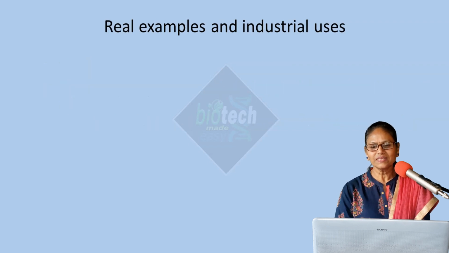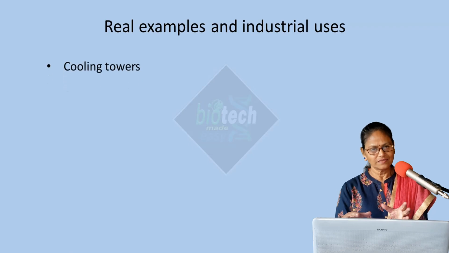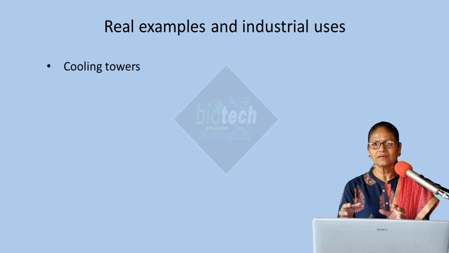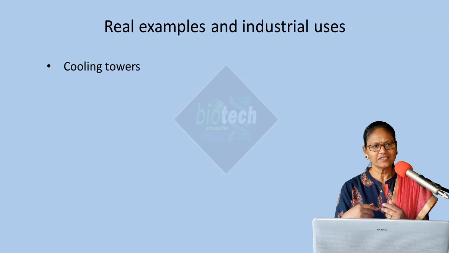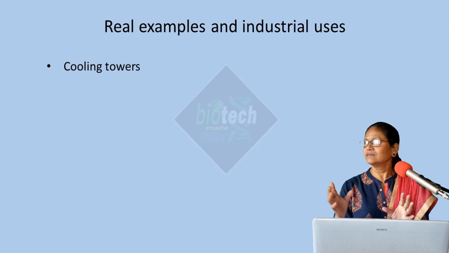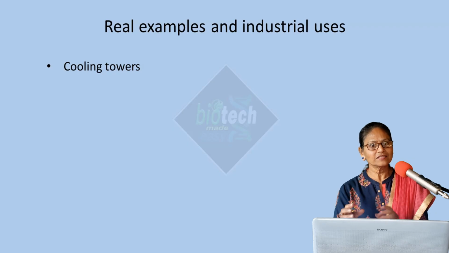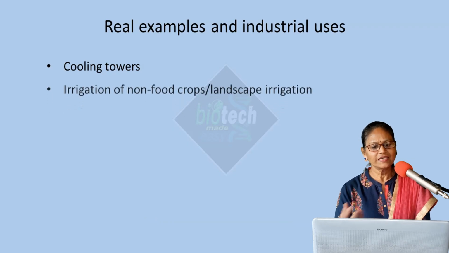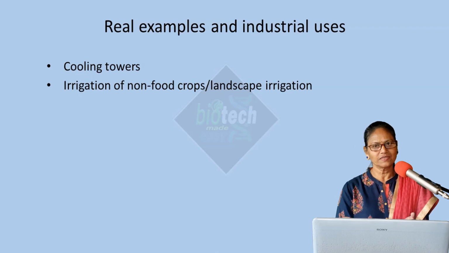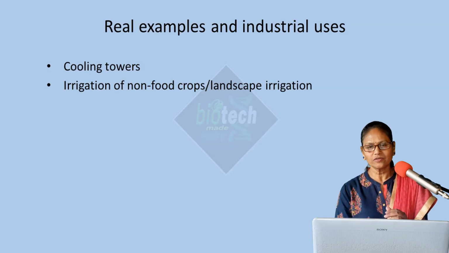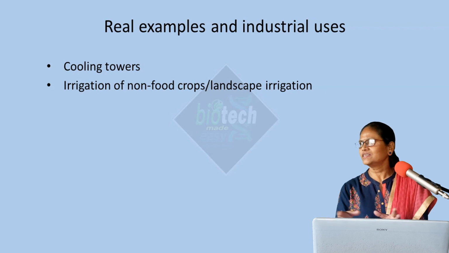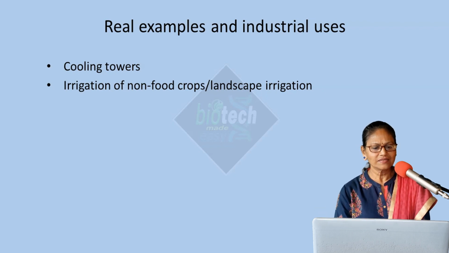Now the real examples and industrial uses. In cooling towers, it can be used. These are used in many industries where the extra energy or extra heat is expelled into the atmosphere. So there it can be used. And irrigation of non-food crops, because these crops are not used for human consumption. And also for landscape irrigation of the trees and flowers and all that.